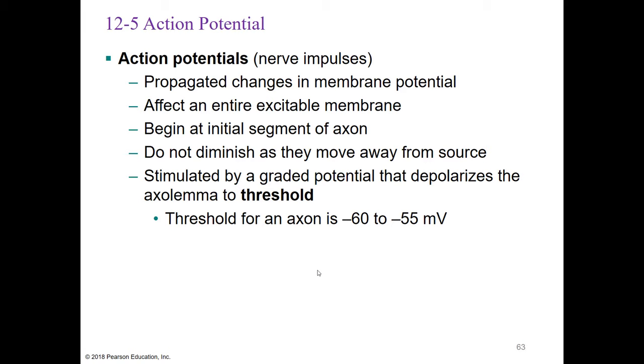They're stimulated by a graded potential that depolarizes the axolemma, which is the membrane of the axon, to threshold. Threshold for an axon is negative 60 to negative 55. What that means is, if we want to have an action potential, which is our goal here, we need to at least have the membrane potential change to negative 60 or negative 55. That means we are on our way to an action potential. That's the minimum requirement.